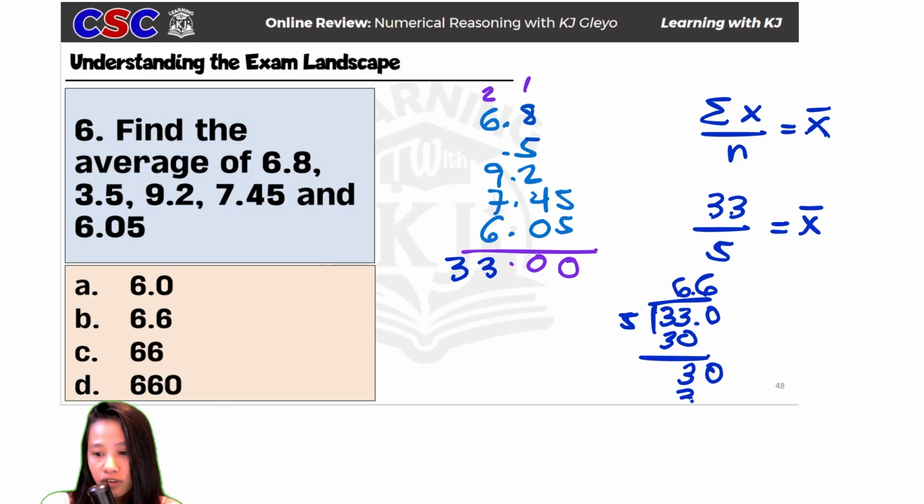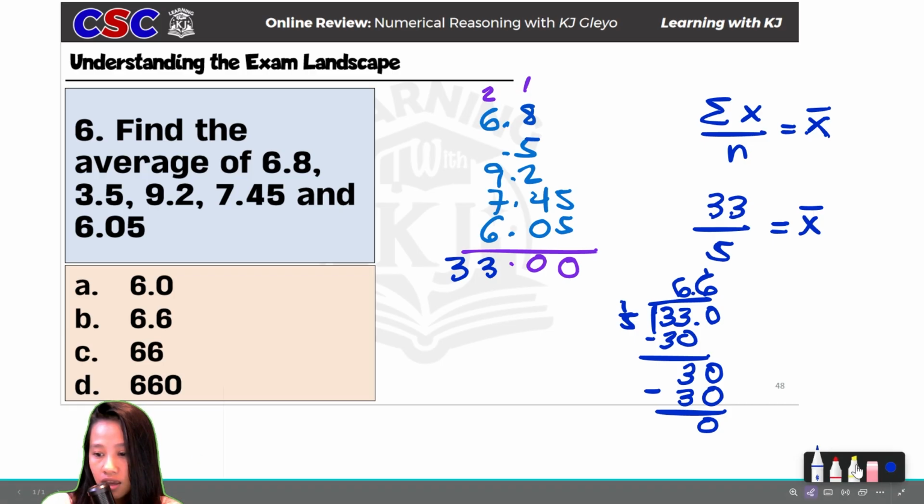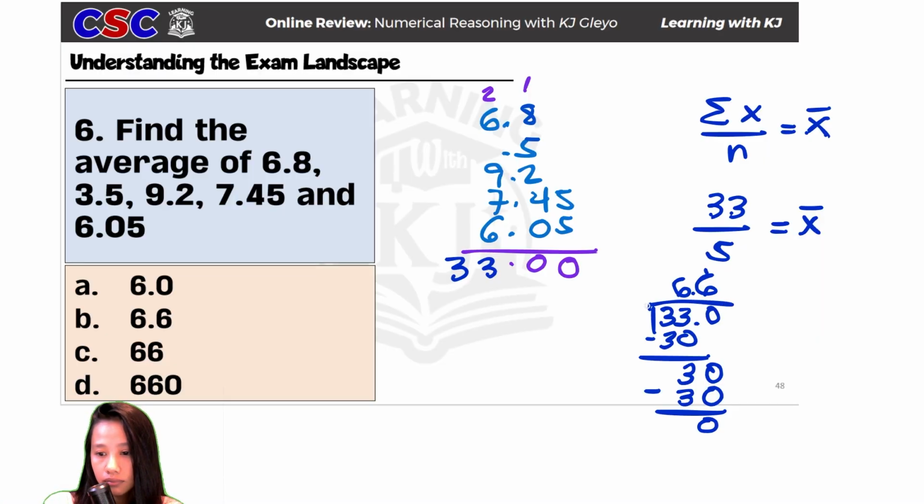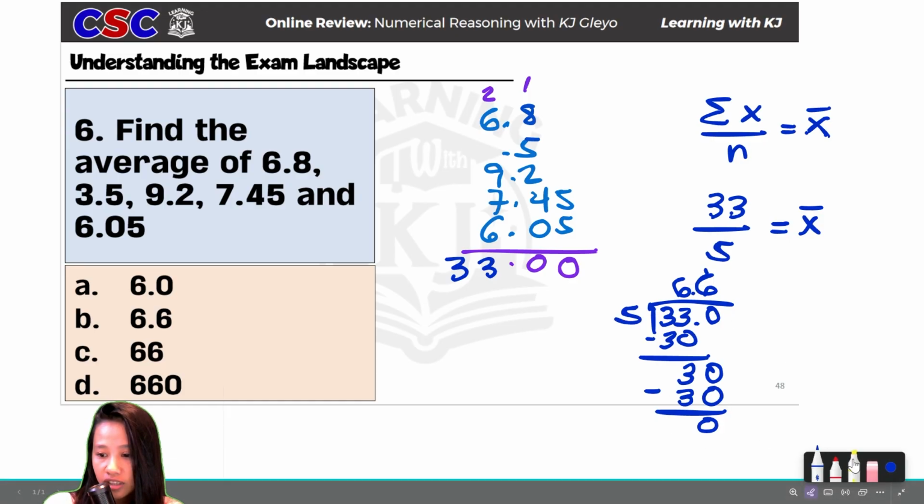Tapos, dito, 5 times 6, yung 5 natin dito sa taas. And then, yung 6, i-multiply mo sila. This will become 0. You minus. You deduct that one. And, okay, balik ko lang. Alright. So, we have here 6.6. Now, that is how you can solve this the traditional way.